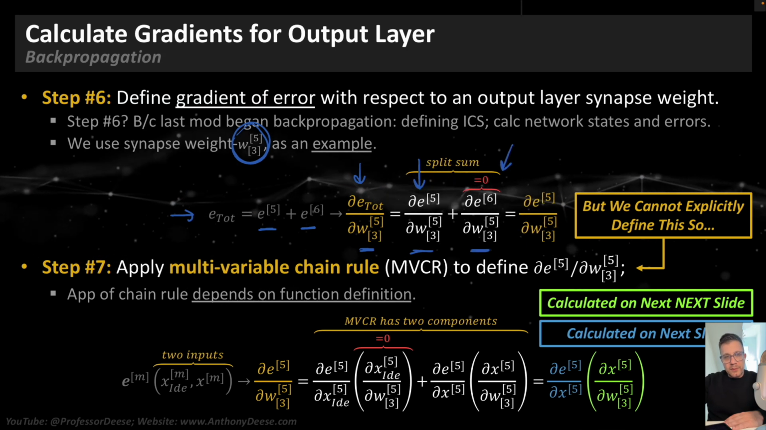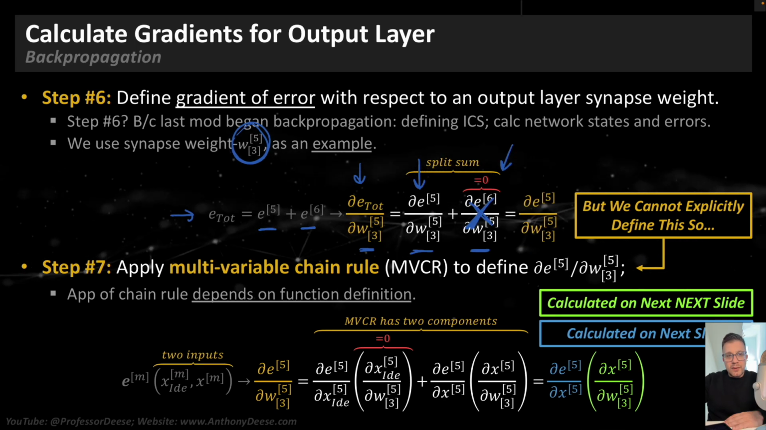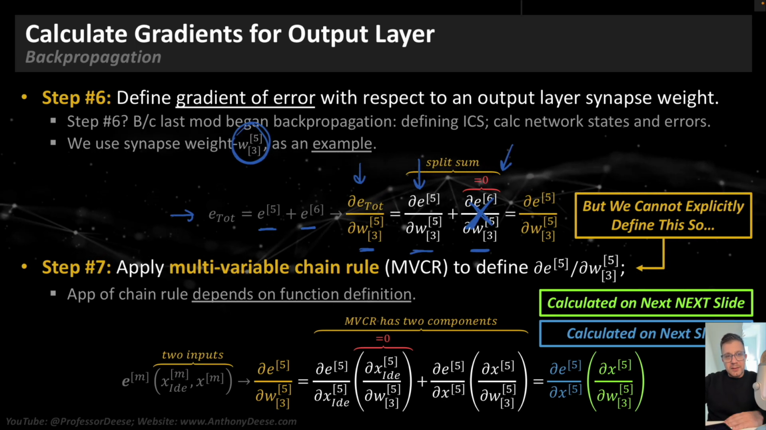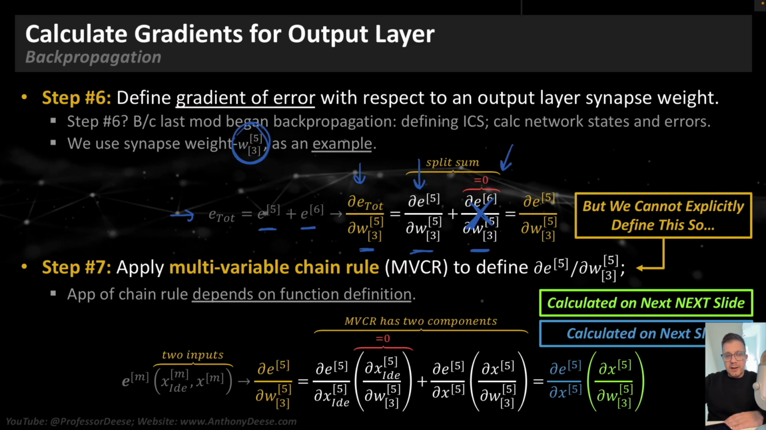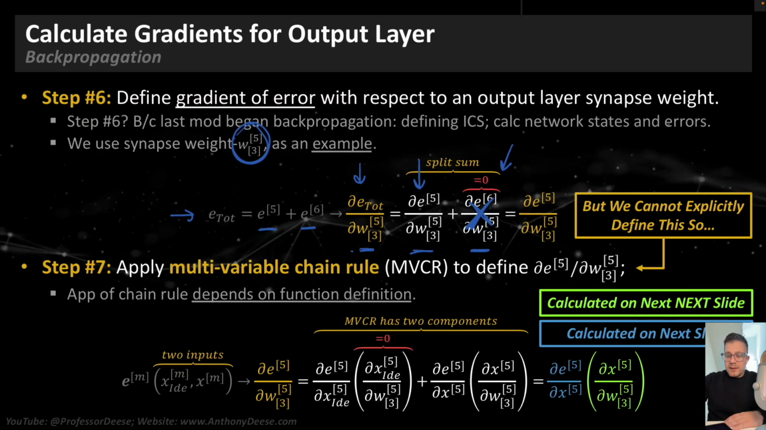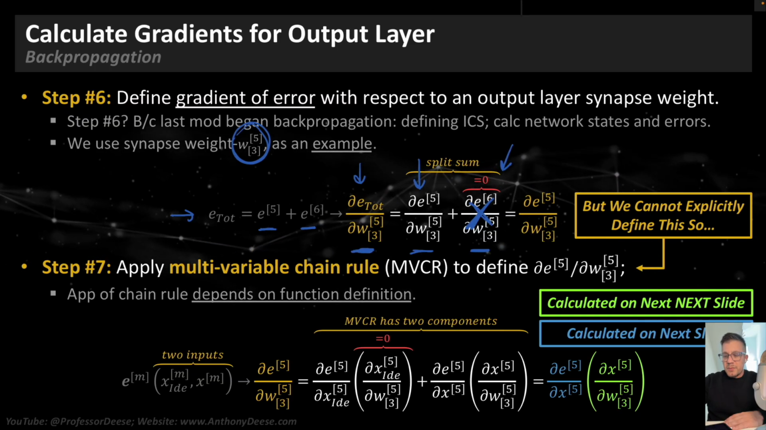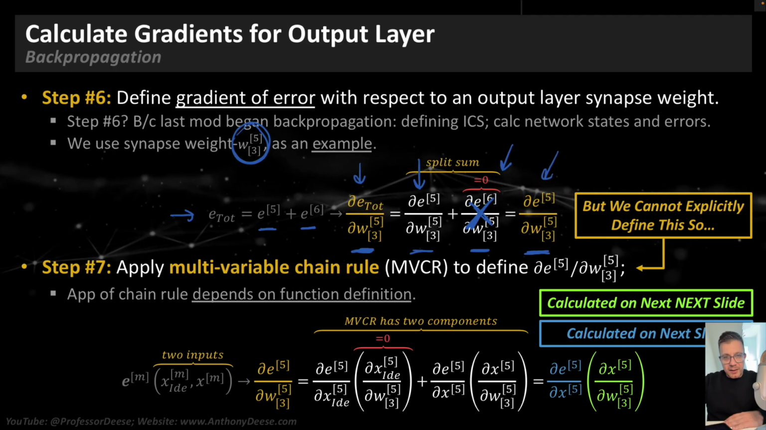Now, if we go back and look at our neural network structure, we'll see that this partial derivative is equal to 0 and goes away because W35, that synapse connection, does not interact directly with X6, and therefore it doesn't have an effect on E6. So what we see is that the partial derivative of the total error with respect to our synapse weight is equal to the partial derivative of just error component 5 with respect to that synapse weight.